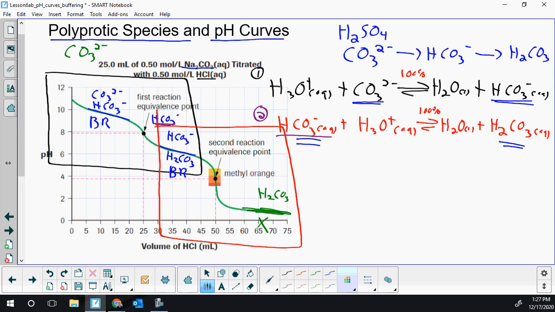We do see the methyl orange indicator written in. When you have 2 inflection points, which gives 2 equivalence points, you can pick either one to pick an indicator for. You generally want to pick the steeper inflection point. That second one at 50 mils is quite a steep drop, so that's going to give a much more clear color change. So methyl orange was picked as a good indicator for that.